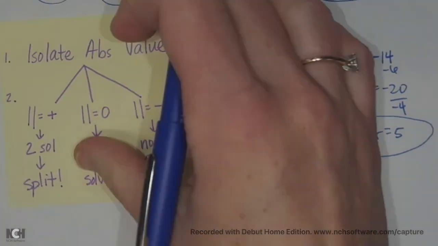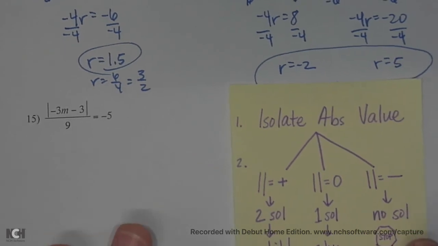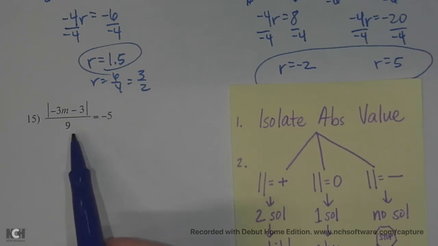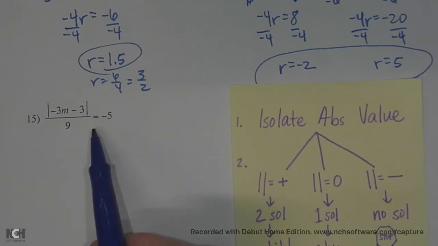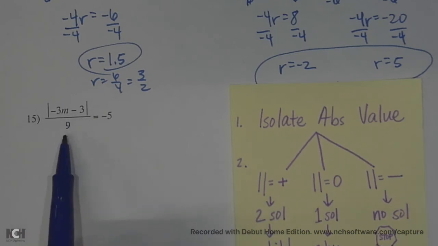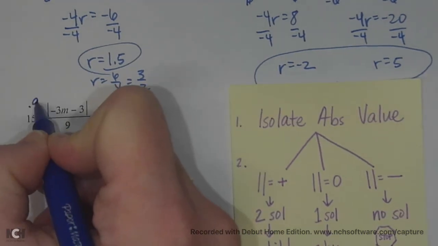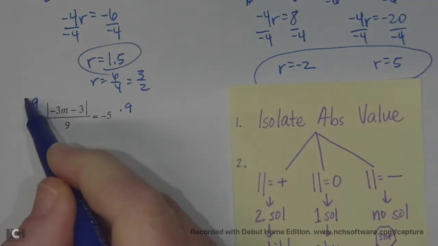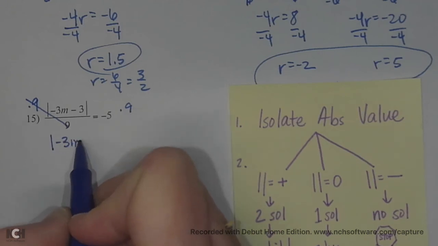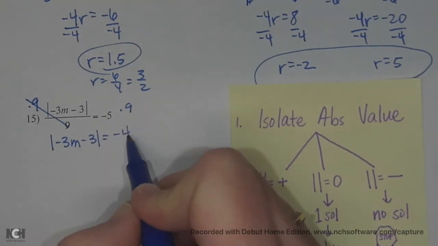All right, guys, 2 problems left. Let's look at number 15. So in 15, we have the absolute value of negative 3m minus 3 over 9, and that equals negative 5. So is the absolute value part isolated yet? No, it's not. You've got that 9 keeping it company. So let's get rid of that 9. We're going to do that by multiplying through by 9 on both sides. That cancels out. You're going to be left with the absolute value of negative 3m minus 3 equals, let's see, negative 5 times 9 is negative 45.